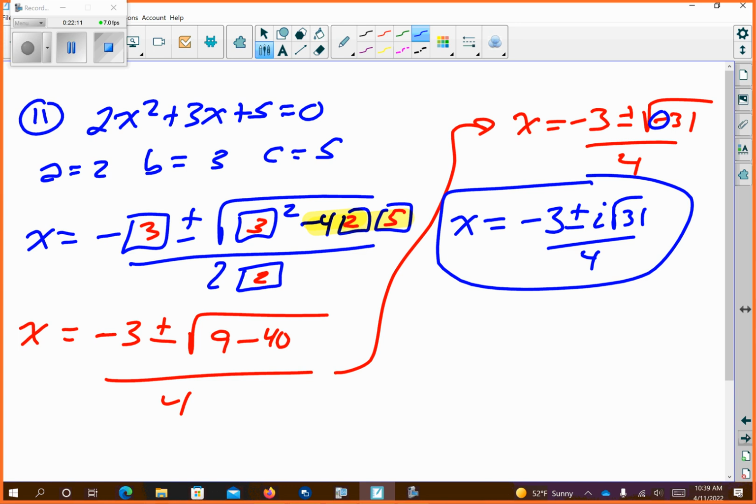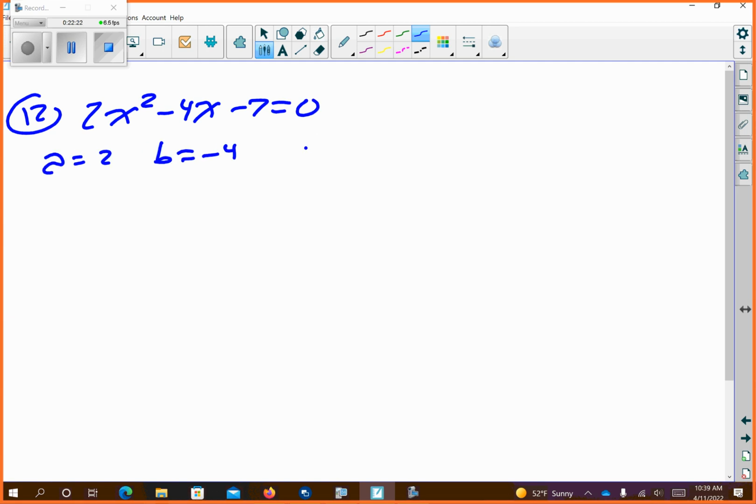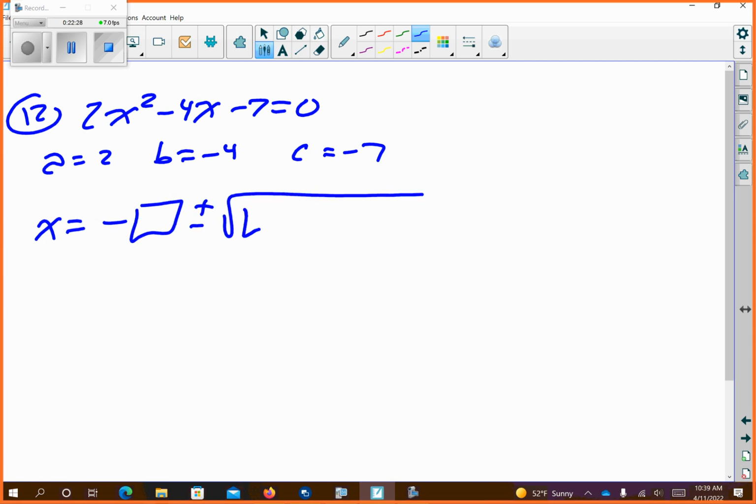All right, number 12. 2x squared minus 4x minus 7 equals 0. A equals 2. B equals negative 4. C equals negative 7. x equals negative blank plus or minus square root of blank squared minus 4 blank blank, all over 2 blank.